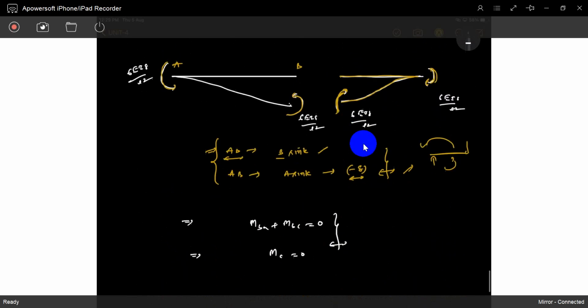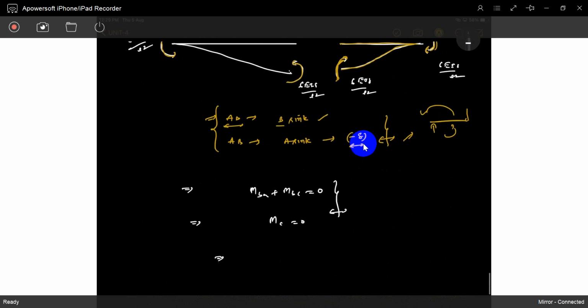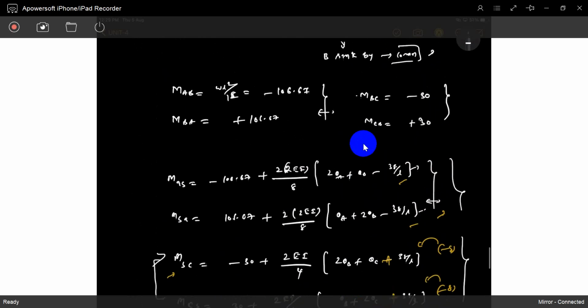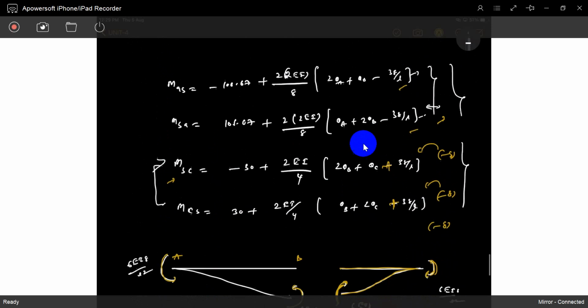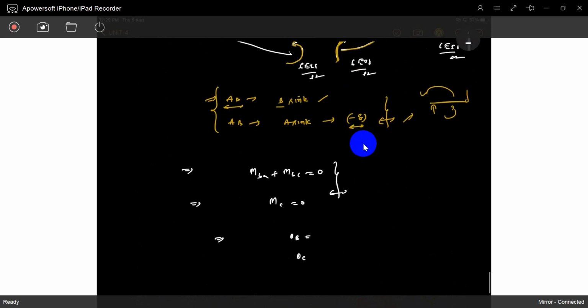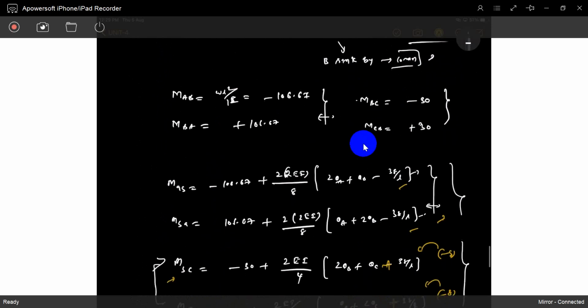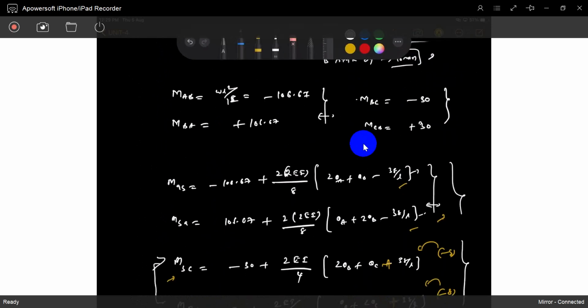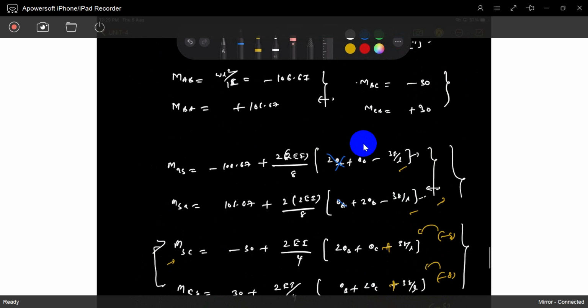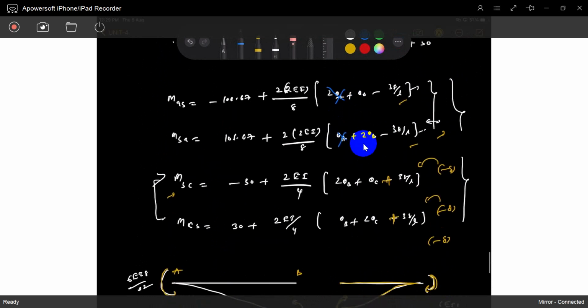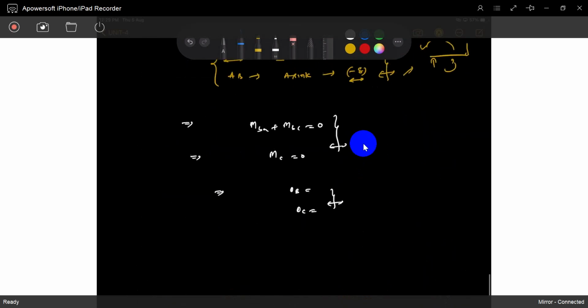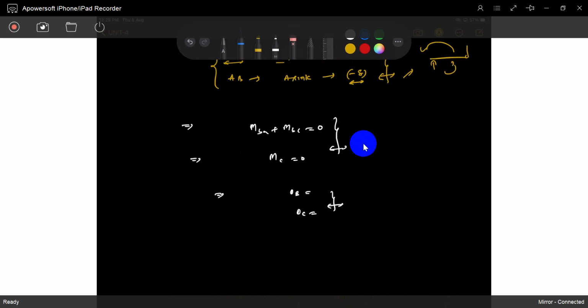So these are the two equations. Solve them, and you will get theta B. Now we gave the EA value also, so you will get theta B and also theta C. If you know these two values, theta A is 0. You already know it. I will strike out theta A. So only theta B, theta C. If you know these two values, you will place them and you will find out the bending moment diagram.